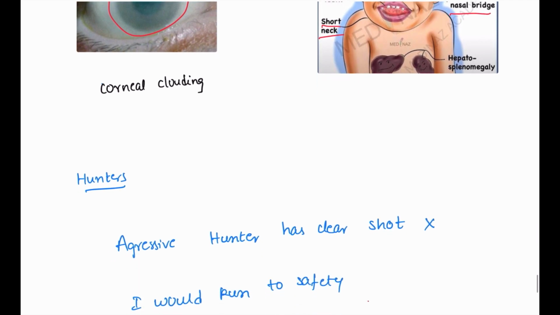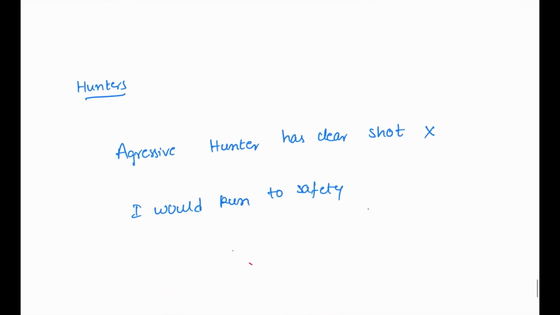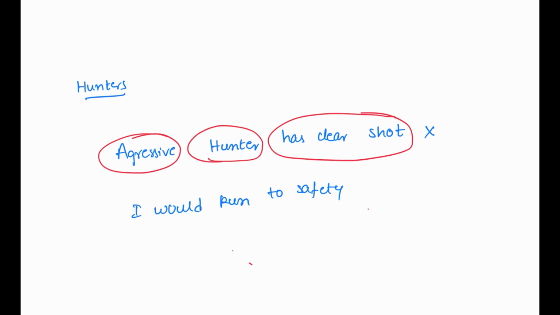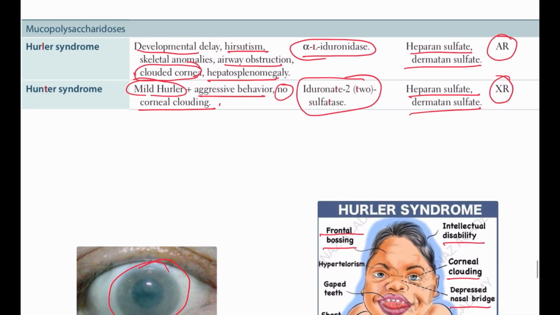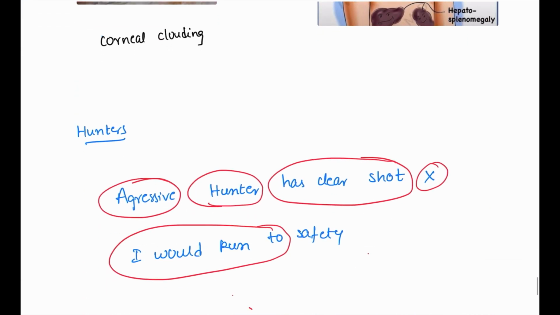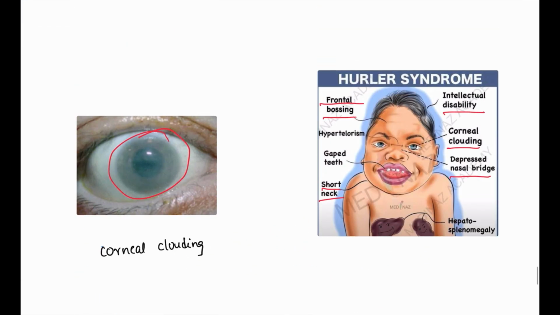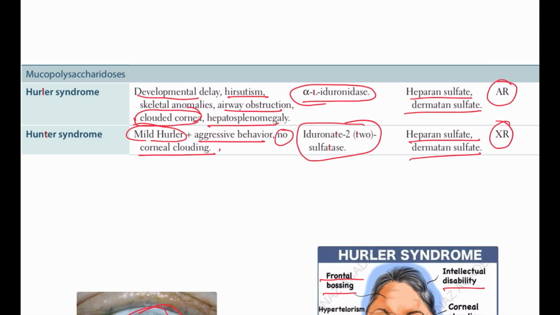Mnemonic to remember Hunter syndrome is: "A aggressive Hunter has clear shot X. I would run to safety." Here, aggressive stands for aggressive behavior. Hunter stands for Hunter syndrome. Has clear shot means it has a clear cornea. X refers to X-linked recessive disorder. I would run to refers to iduronate 2, which is the enzyme iduronate 2. Safety stands for sulfatase, which is the enzyme iduronate 2 sulfatase.